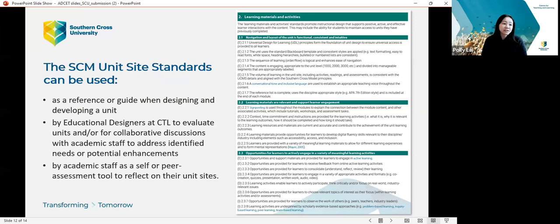And for the users of these unit standards, as you can see on the screen, that is one of the domain details for each item. It's quite detailed and clear for educational designers and our academic staff as well. Our educational designers use these standards to evaluate units. Like I said, after the first delivery, they use them to review the unit or start a conversation with academic staff to address potential needs and enhancements, and also reflect on students' feedback. And our academic staff can use these as their peer review tools or self-assessment tools to reflect on their unit design and their teaching practice.